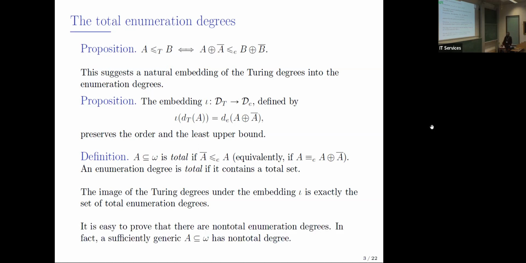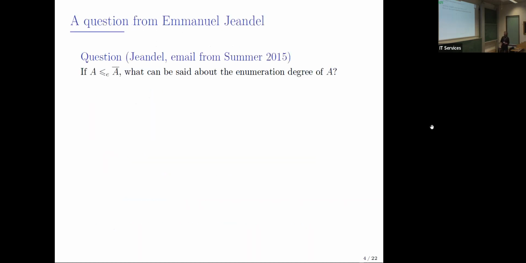It's easy to prove that there are non-total enumeration degrees. A sufficiently generic set is non-total, and by sufficiently generic, I actually mean one generic. You don't need a lot there. Okay, so we have our introduction to the enumeration degrees.